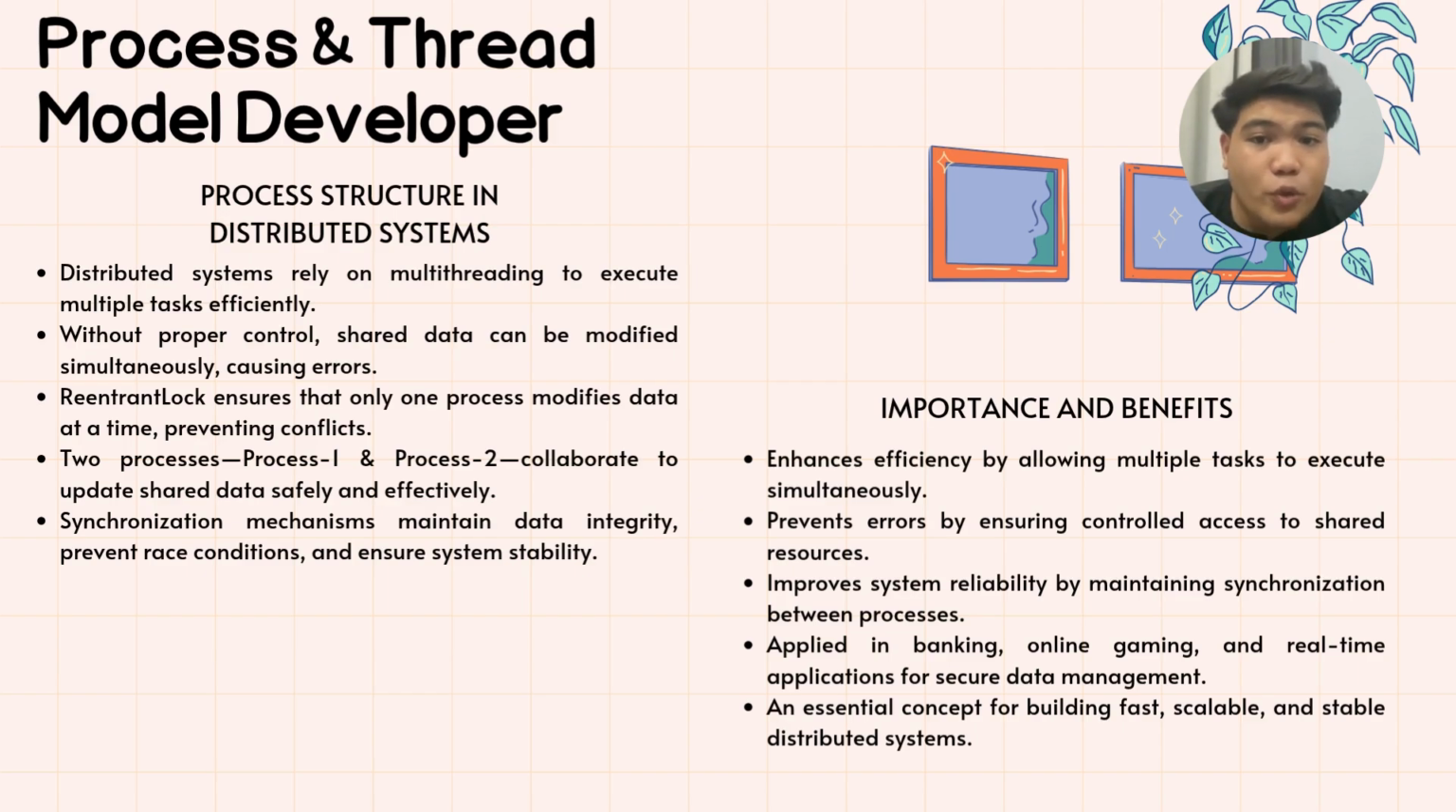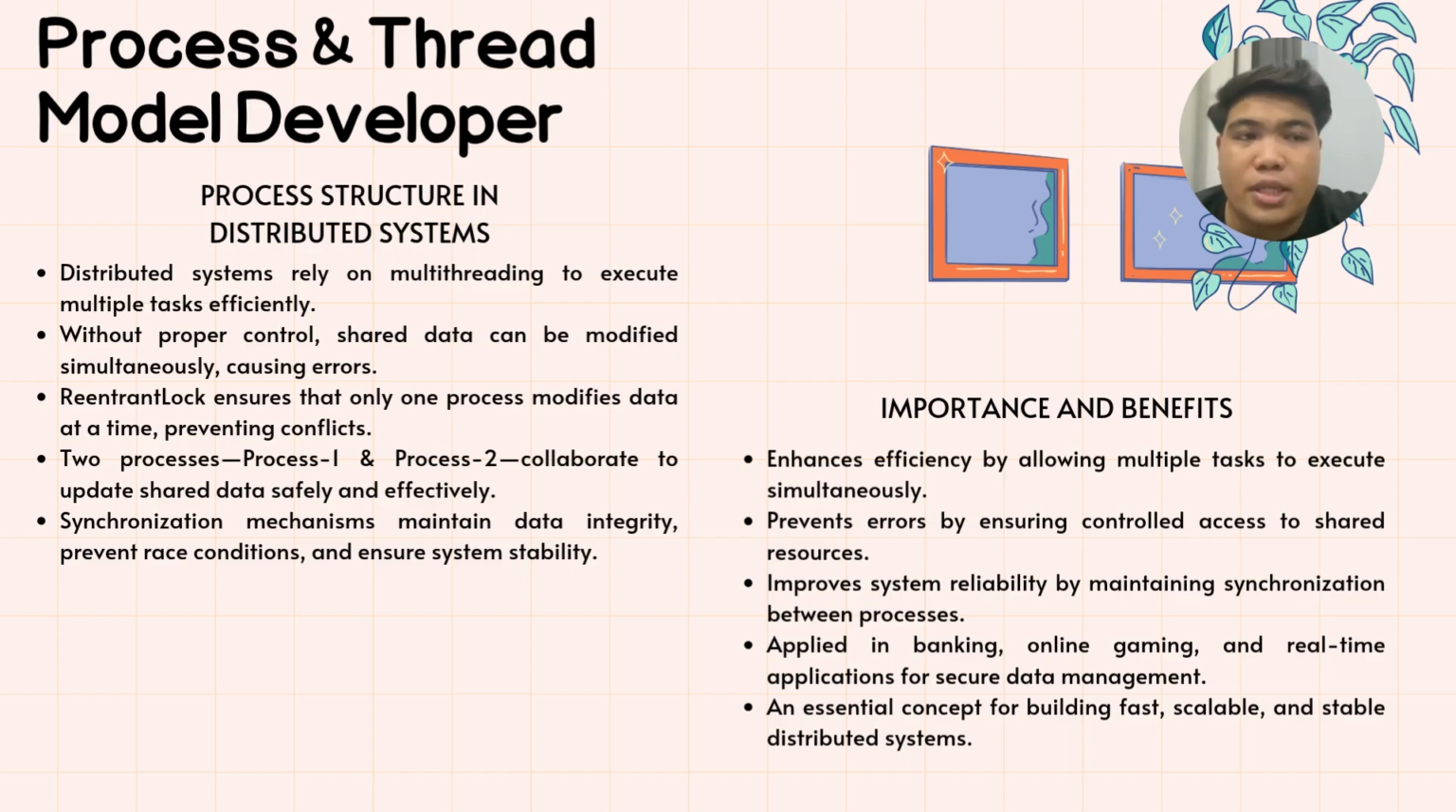Now I'm going to present about the process and thread model developer. For the first, process structure in distributed systems. In the distributed system, multiple tasks run at the same time using multi-threading. If not controlled properly, shared data can be changed by different tasks at the same time, causing errors. A reentrant lock helps by allowing only one process to change the data at a time, preventing conflict.